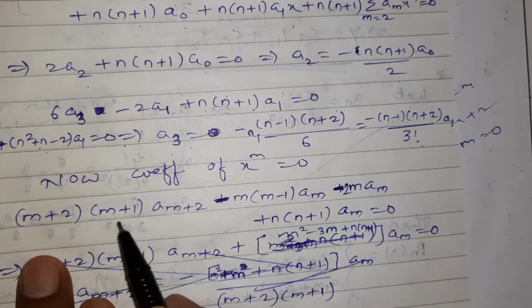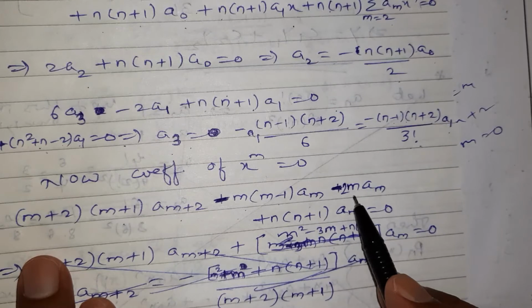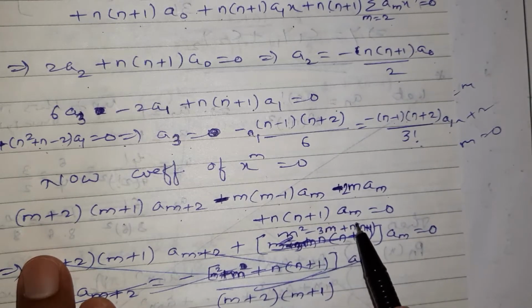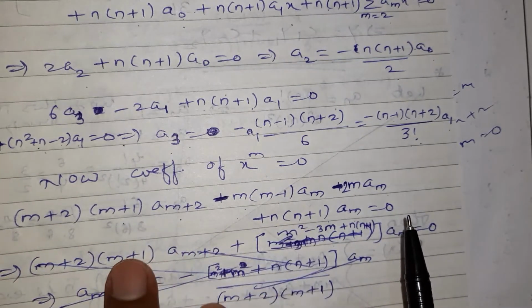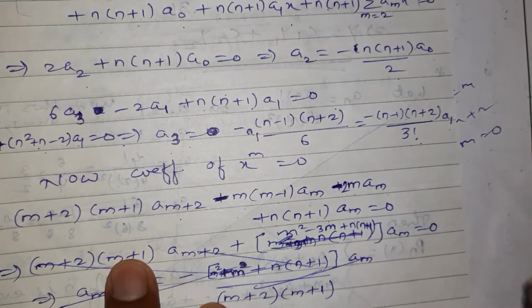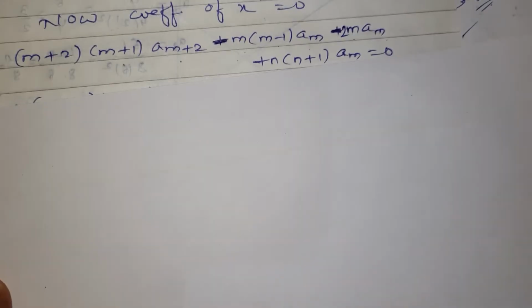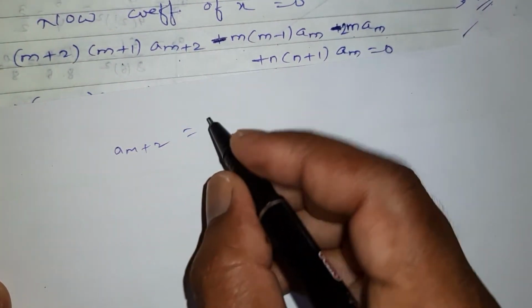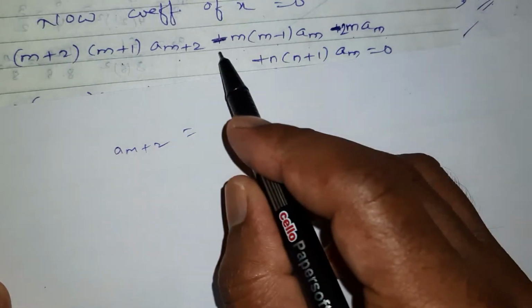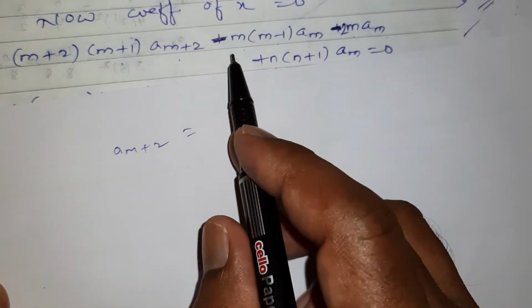So write down the general term, equate the coefficient of x raised to m equal to 0, you will get m plus 2 into m plus 1 am plus 2, minus m minus 1 am, minus 2m am, plus n into n plus 1 am is equal to 0. Now I can make it simple. For that, transfer this am term to the RHS. Now I will show you this calculation, how to do it. Now see carefully this calculation. Here, am plus 2 is equal to, from this term take am outside, and all these terms we are going to transfer to the RHS. So what do I get?